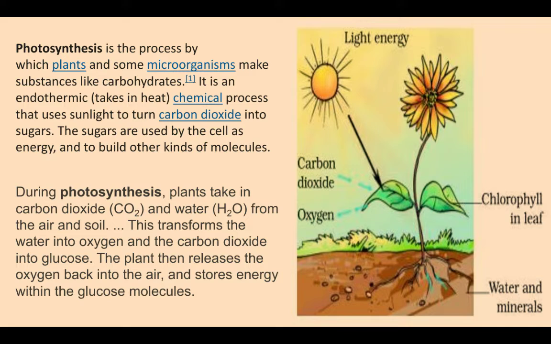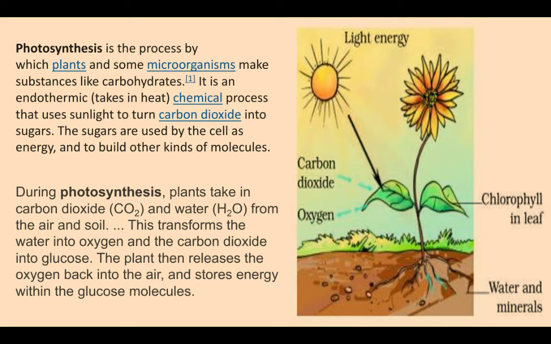Now, the process of photosynthesis. Photosynthesis is the process by which plants and some microorganisms make substances like carbohydrates. It is an endothermic chemical process, taking in heat, that uses sunlight to turn carbon dioxide into sugars. The sugars are used by the cell as energy to build other kinds of molecules.